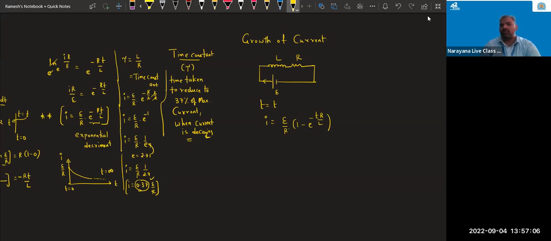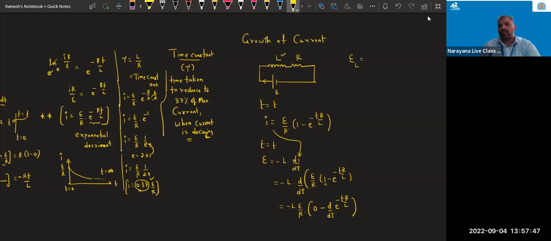And what is the EMF induced across the inductor at time t seconds? Minus L into di by dt. Substituting the I value: minus L into d by dt of E by R into 1 minus e power minus tR by L. Minus L into E by R, into the differentiation of 1, which is 0, minus d by dt of e power minus tR by L.